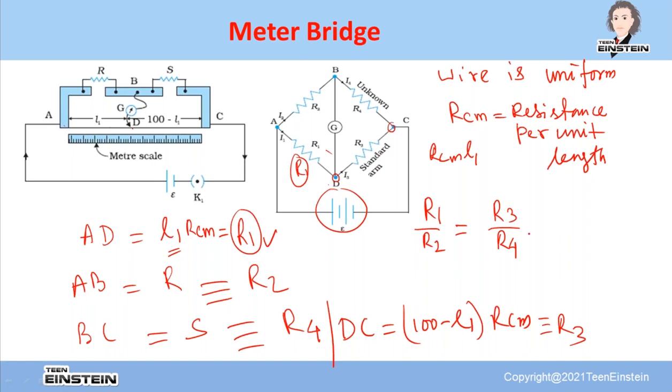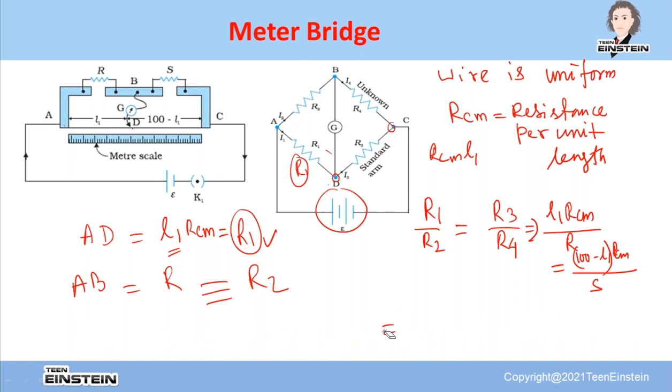So R1 is actually L1 into RCM. What is your R2? R2 is simply R, which is the unknown resistance over here. And this ratio is equal to R3 by R4. R3 is actually 100 minus L1 into RCM, divided by R4, which is your S. I'll just clean this side and then write properly. I have understood which one is what.